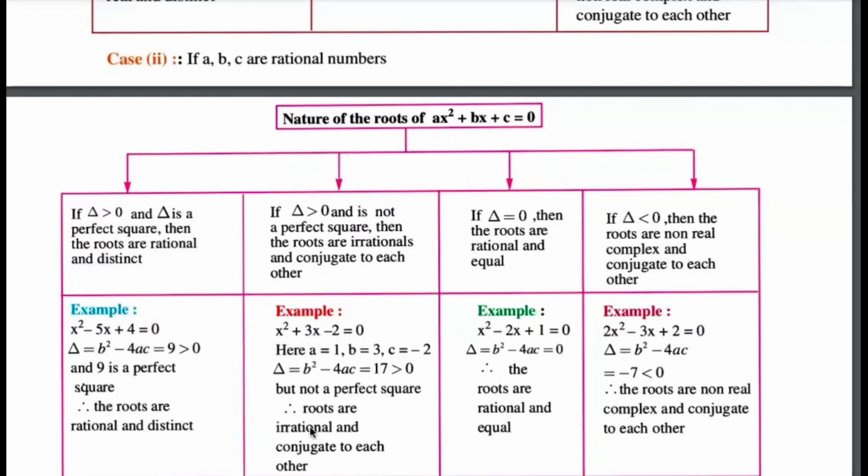So this is what we talked about. If delta is greater than 0 and it's a perfect square, then the roots are rational and distinct. If delta is greater than 0 and not a perfect square, then roots are irrational and conjugate to each other, is what we were talking about. If equal to 0, then roots are rational and equal, and otherwise they are non-real and complex conjugates of each other. So same stuff. The only thing is that the expressions a, b, c have to be rational numbers for this to happen.